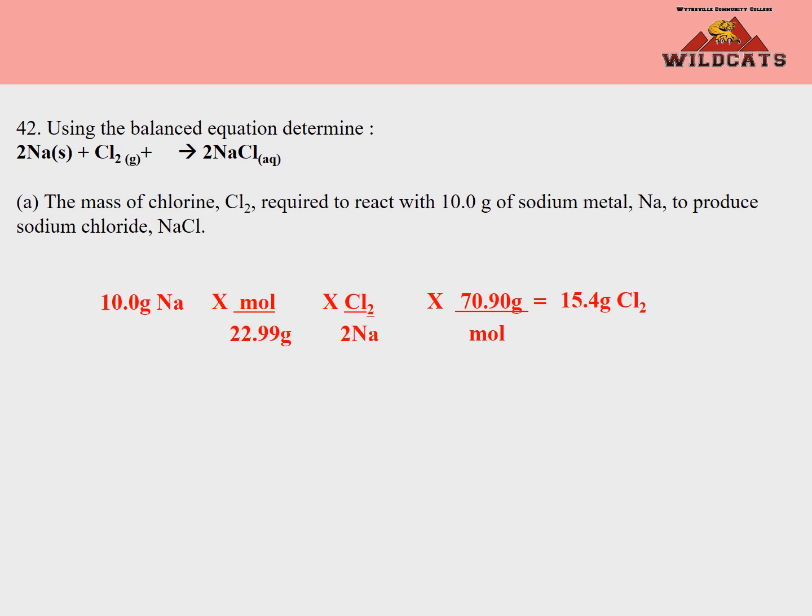And we end up with a mass of 15.4 grams of Cl2 needed to react with the sodium. And if we had 10 grams of sodium and 15.4 grams of chlorine, we'd say it's in stoichiometric equilibrium, which means we've got the right amount of both of them for this reaction to take place.